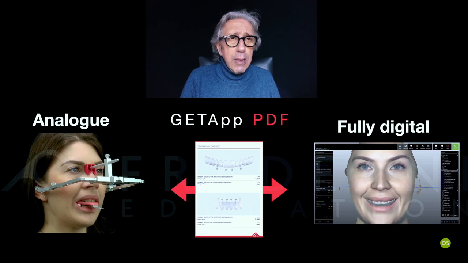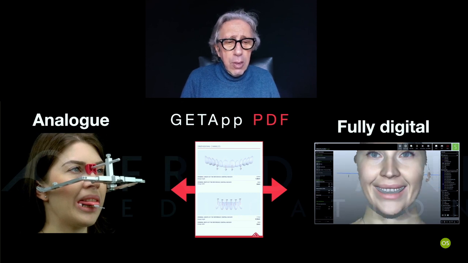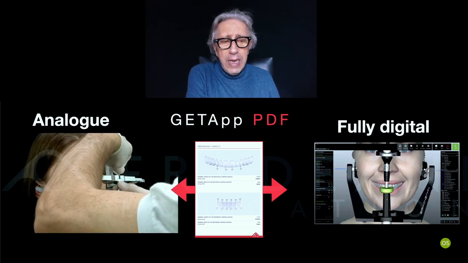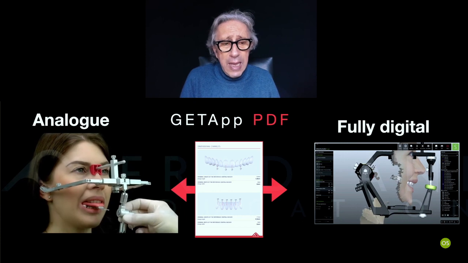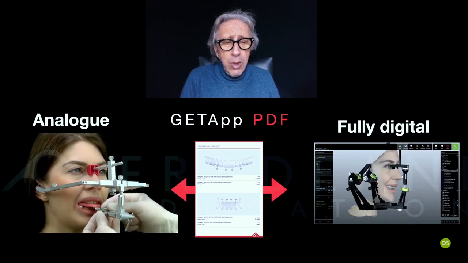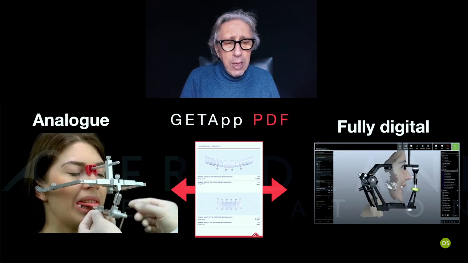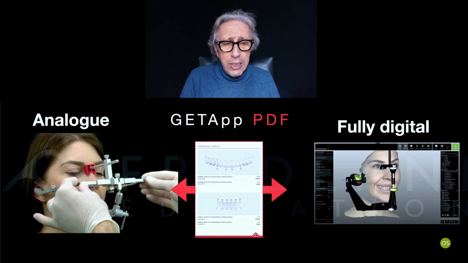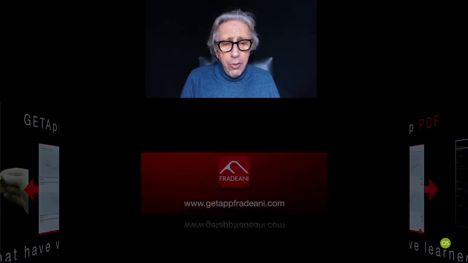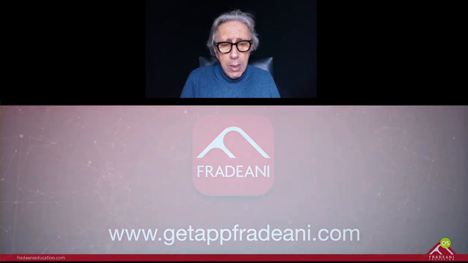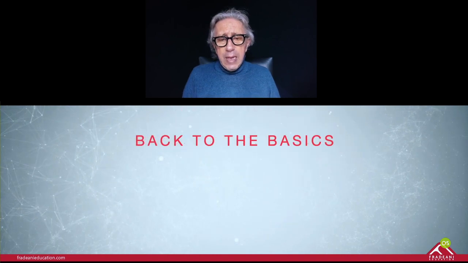For analog, you can use the normal facebow. Fully digital, you can use any program that you want, but you can add volume, you can add length, you can decrease length, as you like, depending on what you found in the data collection phase and in the treatment plan formulation. But you can go ahead then with the two modalities, one traditional, one fully digital. And of course, you have to learn a lot about that. So in case you need more information about it, go to www.getupfradeani.com.